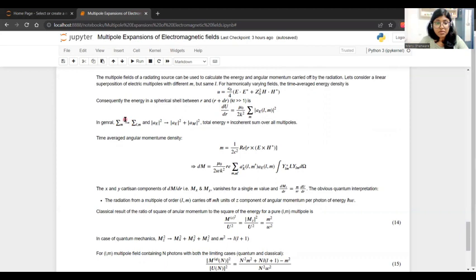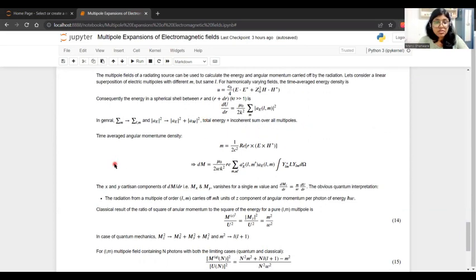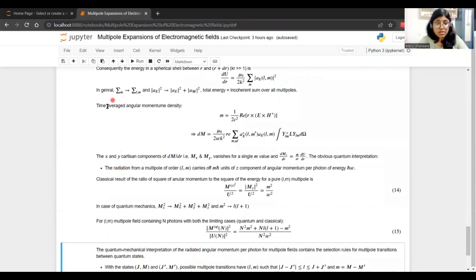And if we are going to calculate in the general form, we need to do these replacements and the total energy becomes the incoherent sum over all the multipoles. So also we know that the time average momentum density is given by this expression, which leads us to this expression. The x and y Cartesian components of dM by dr, that is Mx and My, vanish for a single m value, and dMz by dr is equal to m over omega times dU by dr.